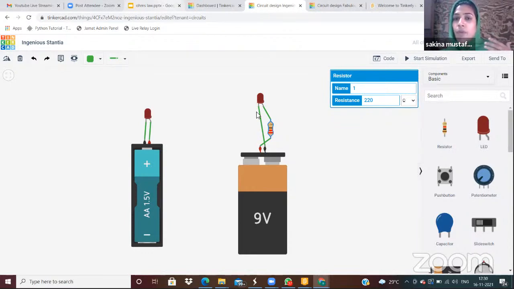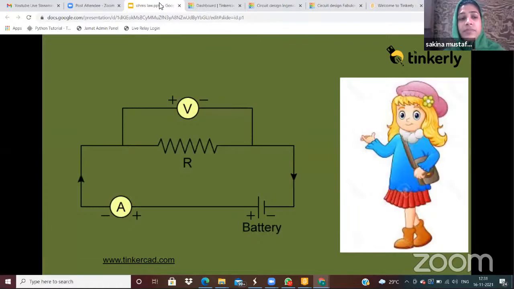So with the help of resistance, in the circuit, our components do not get damaged. Earlier the LED was damaged. Now the LED is not damaged. We can change the value and understand the concept. Okay, so this was all about the resistance.